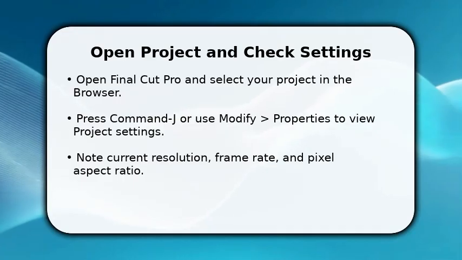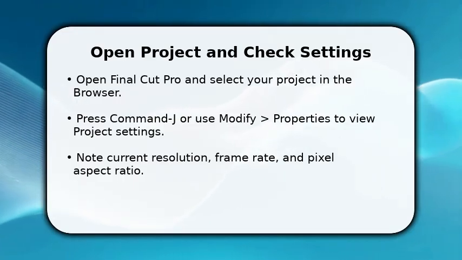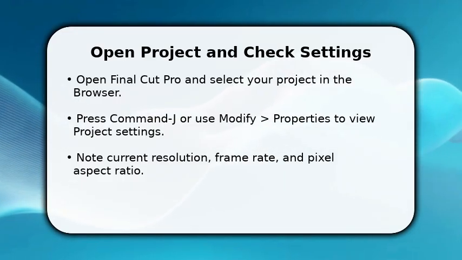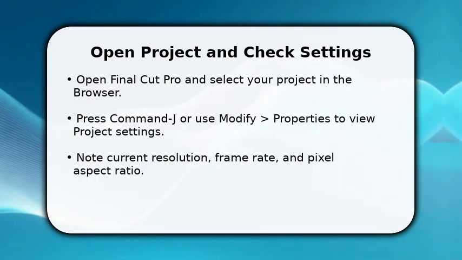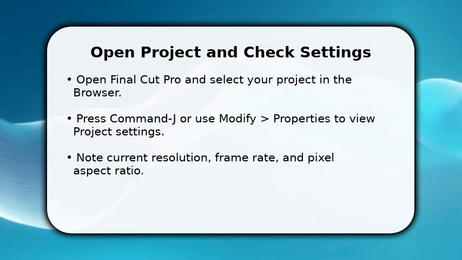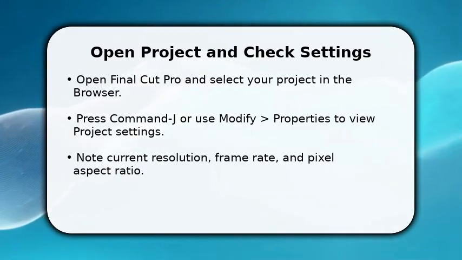You start by opening Final Cut Pro and selecting the project you want to change. Once selected, press Command-J or choose Modify Properties to reveal the current resolution and frame rate. Pay attention to pixel aspect ratio and spatial conform settings because these determine how your clips scale.